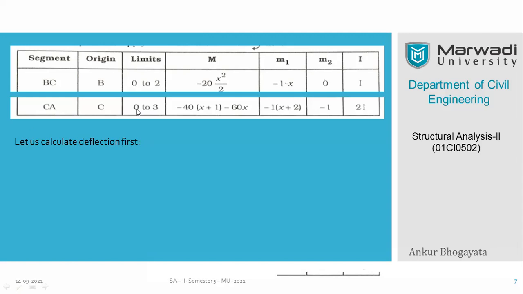Now let's go for the second segment, where C is the origin and its length is 0 to 3 meters. Now you have to consider the total load. So 20 into 2 meters is the earlier span, which gives you 40, and it is acting at the center, so here you can see x plus 1, because the total length is 2, so half of that length earlier, and the x of the next segment.